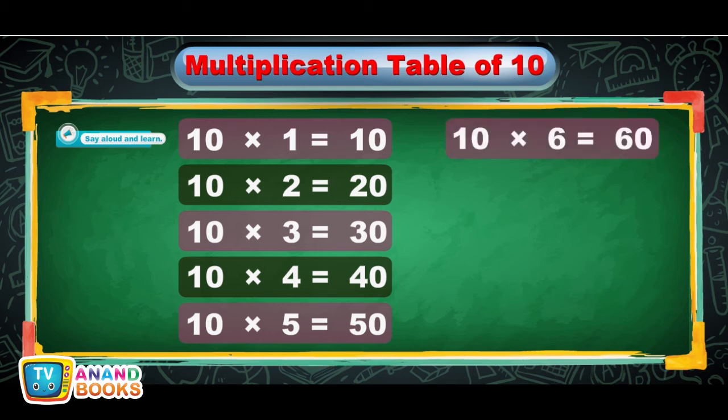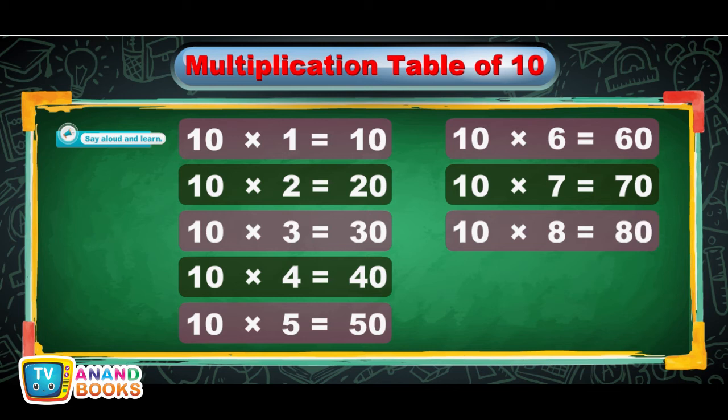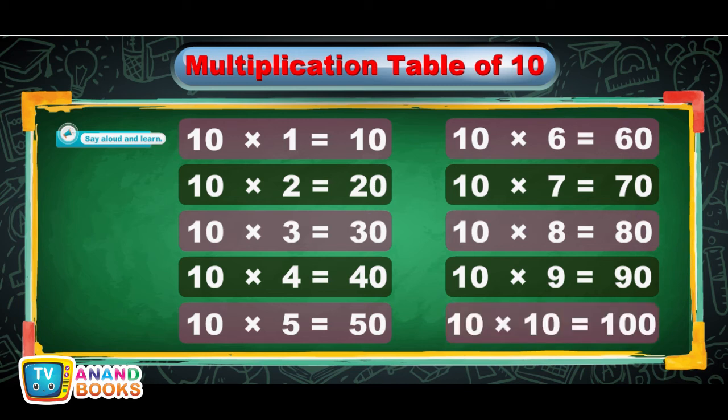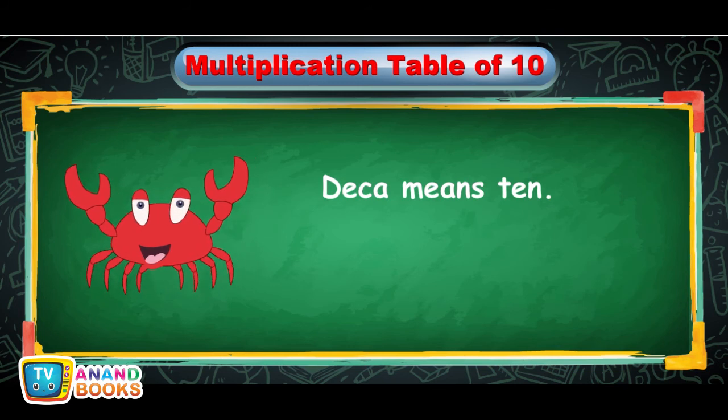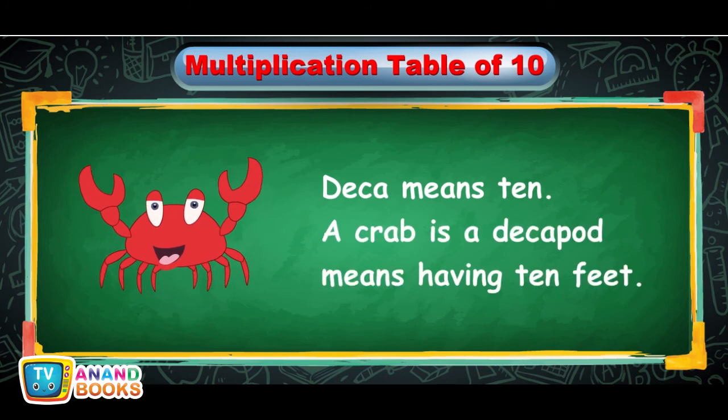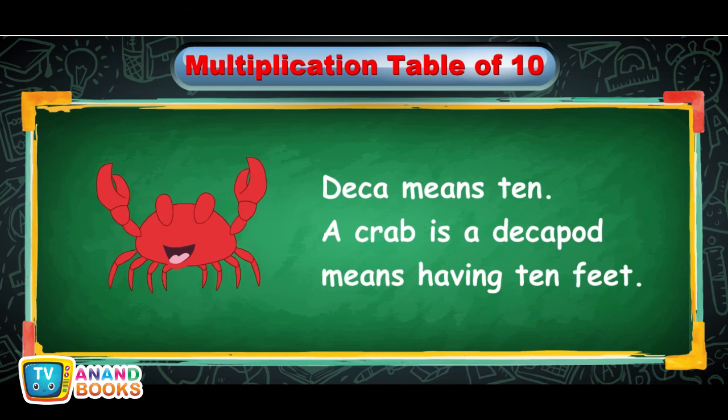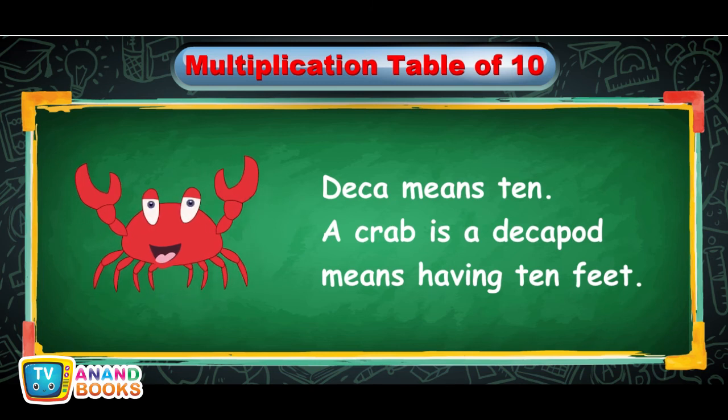10 sixes are 60. 10 sevens are 70. 10 eights are 80. 10 nines are 90. 10 tens are 100. Deca means 10. A crab is a decapod, means having 10 feet.